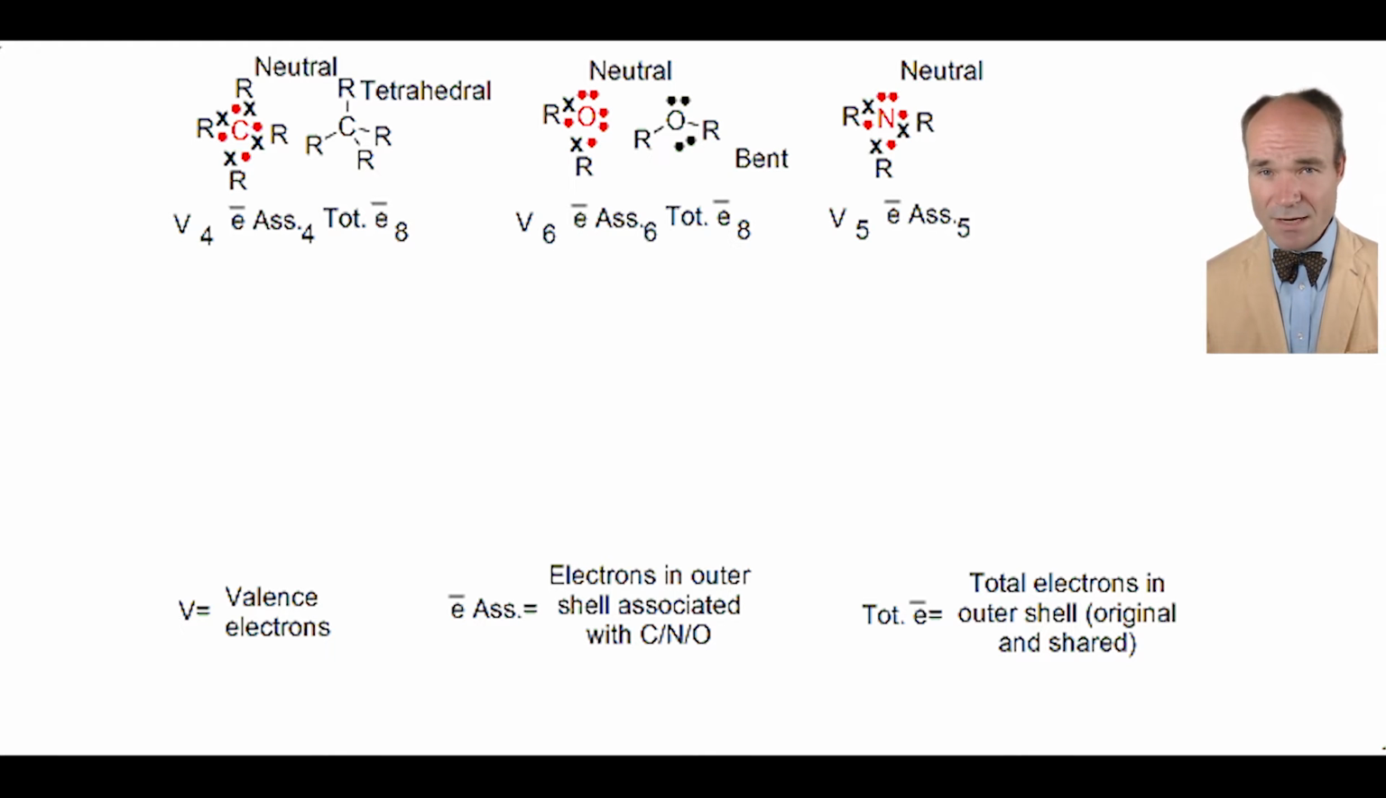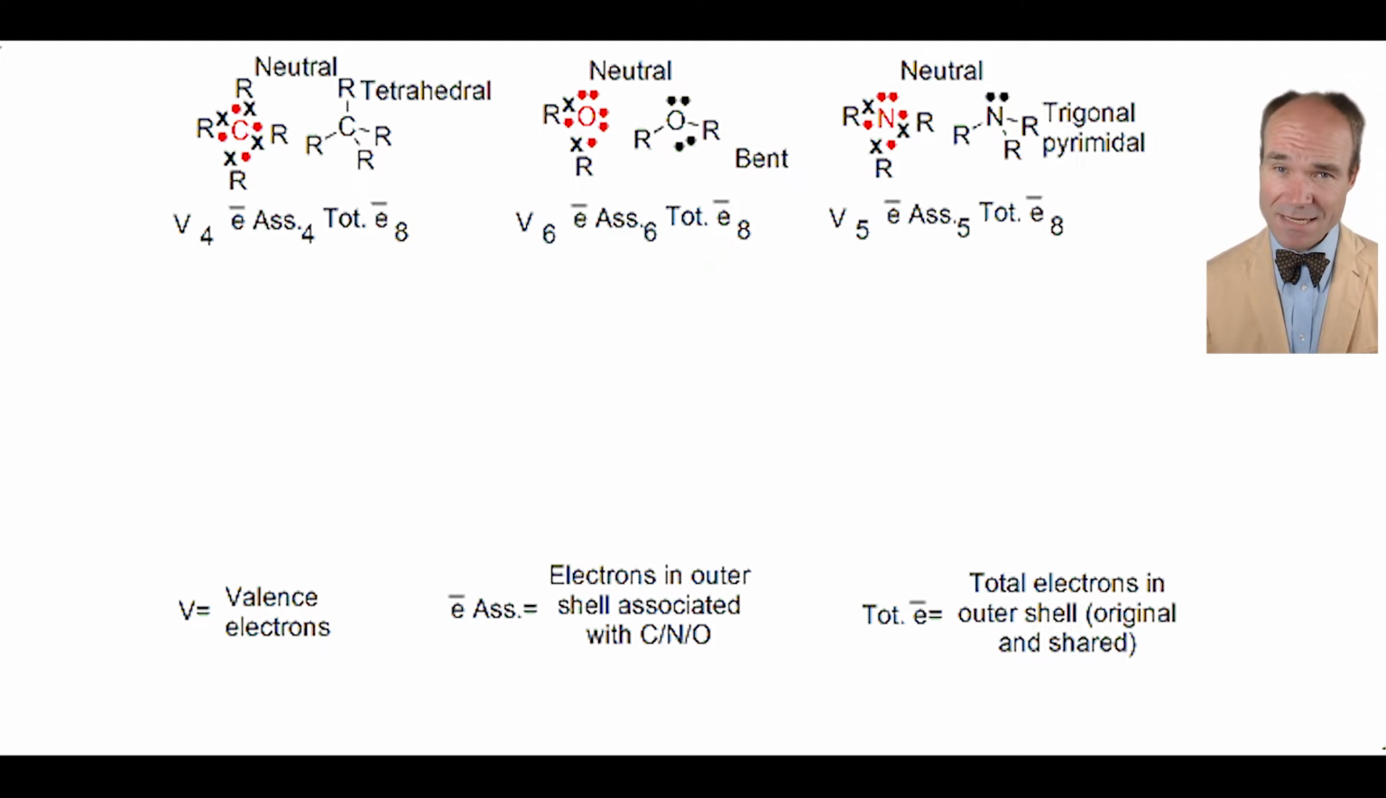The total number of electrons in nitrogen's outer shell is 8, with 5 associated with nitrogen and 3 electrons from R shared via covalent bonds. The shape observed with this type of molecule, as we can kind of see, is a pyramid, and this is called trigonal pyramidal. So, there we have the basic building block species for carbon, oxygen, and nitrogen. What else is there?